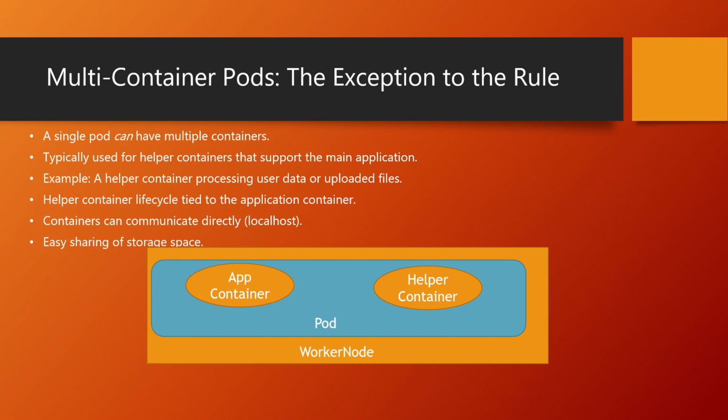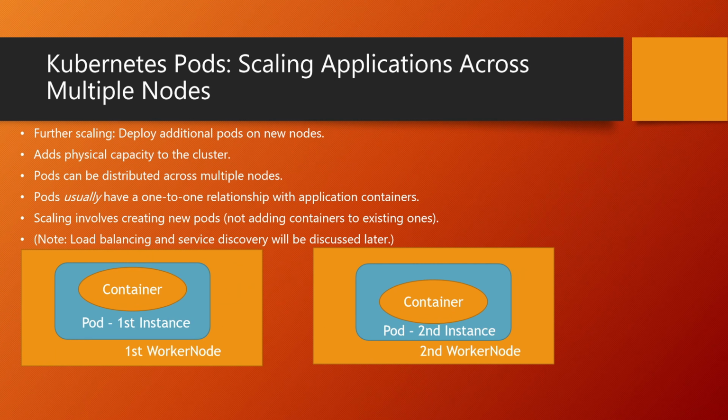Now, what are multi-container pods? Till now what we understood is that generally the pod will have a single instance of your application running. But there are some cases where you want to deploy multiple containers in a single pod. That is again a single instance of your application, but your application requires some helper container to process some data. In that case, in a single pod only, you want to deploy multiple containers.